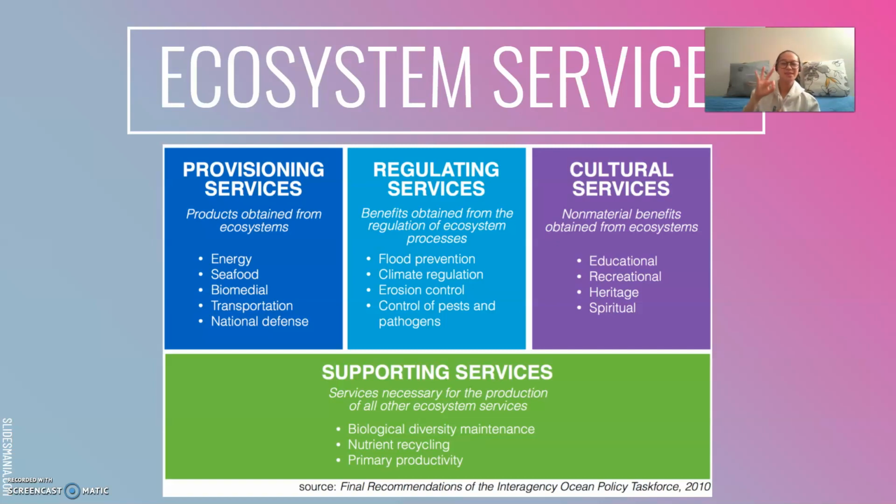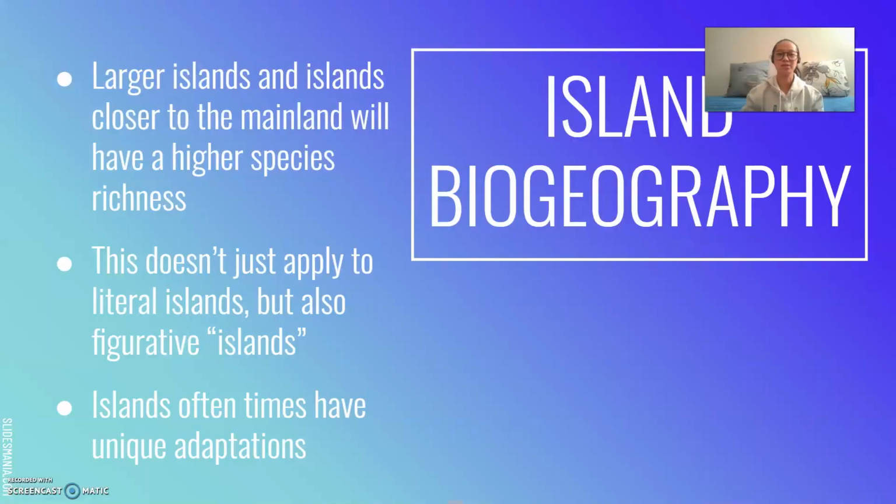The third type is cultural services, which are non-material things, like spiritual benefits for us, educational benefits, that sort of thing. Tourism would also fall under this. And then we have finally supporting services, which support all of these. And these are larger scale services that are necessary for all ecosystems to function, right? Like the biogeochemical cycles that we talked about, primary productivity. So stuff that we talked about previous unit all kind of falls into the supporting services.